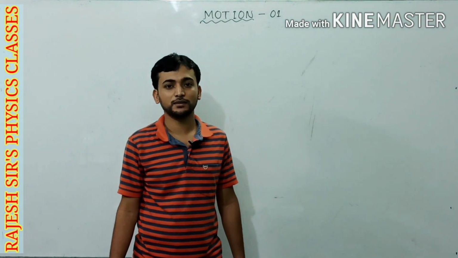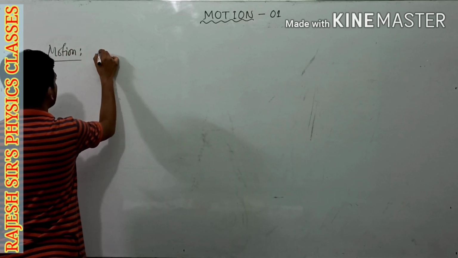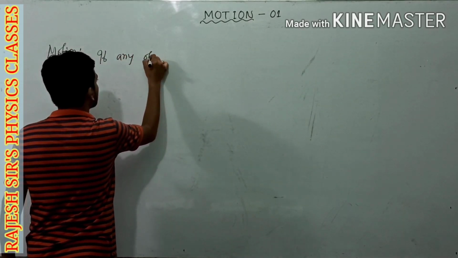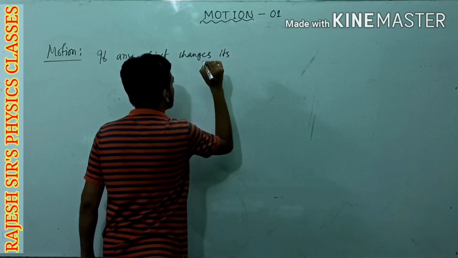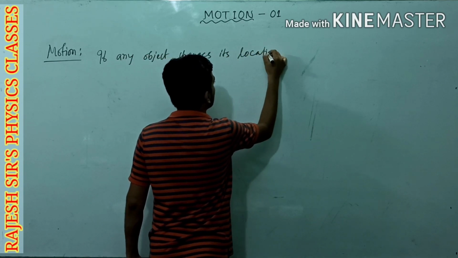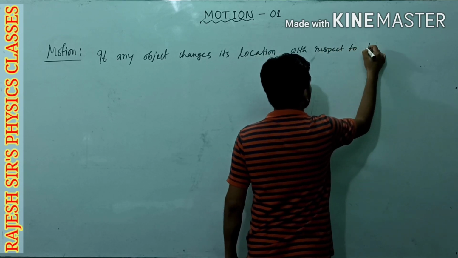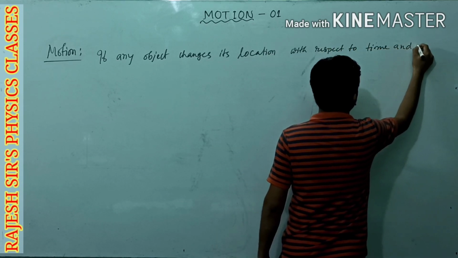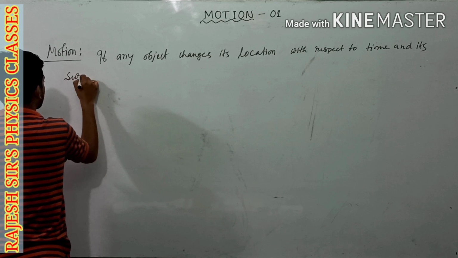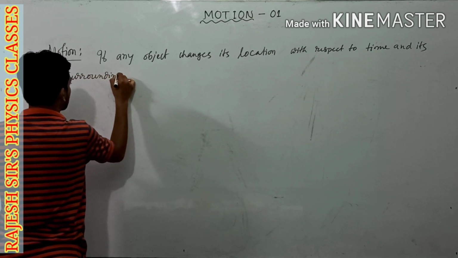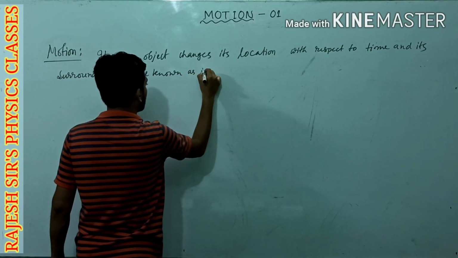Now we are going to explain the term motion. Motion. What will be its definition? If any object changes its location with respect to time and its surroundings, it will be known as in motion.